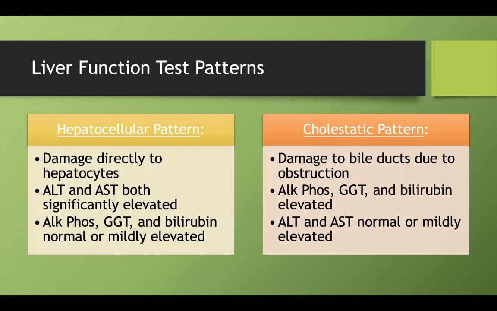So you can see, depending on whether the aminotransferases or the obstructive liver function tests are more elevated, it can give you an idea of where the damage might actually be arising from, the liver or the bile ducts.